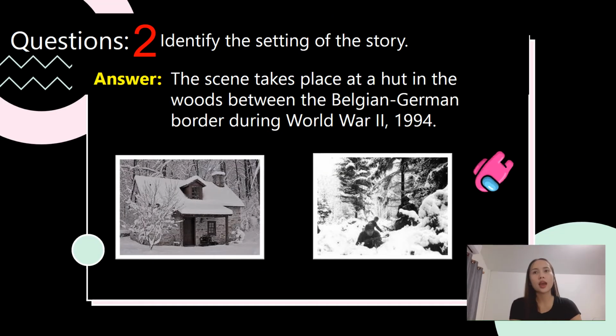Question 2. Identify the setting of the story. The scene takes place at the cottage in the woods between the Belgium-German border during World War II in 1944.